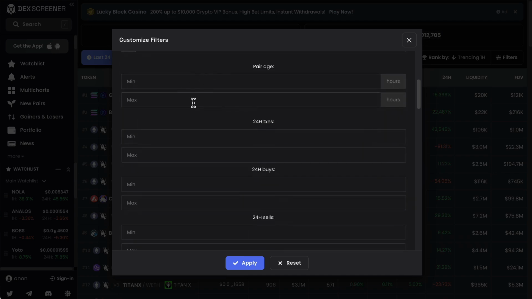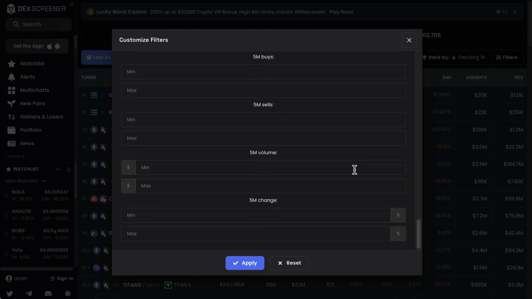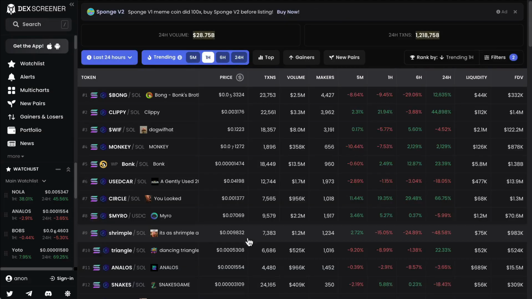If you want something very new, you can put max 1 hour and obviously transactions and so on and so forth. A lot of this I don't really need to play around with because there's not that many millions of meme coins launching every day. There's usually a handful on different chains and it's quite easy to quickly screen through them, so I don't need to over filter. But if I click on apply here, it will stick to exactly what I requested and you'll see the Solana ones here.